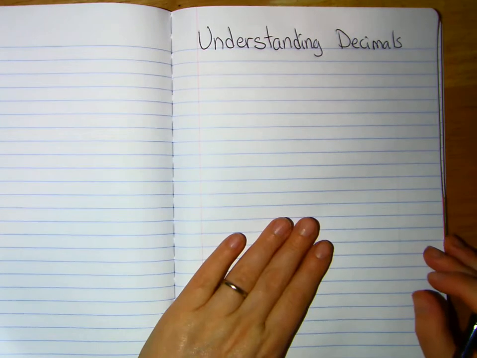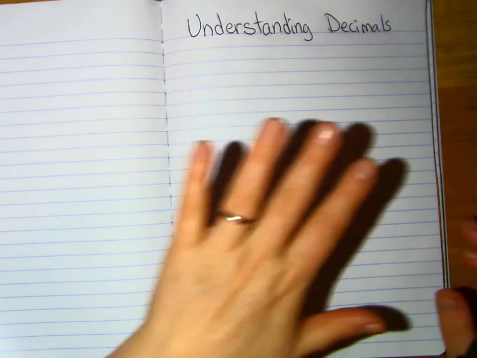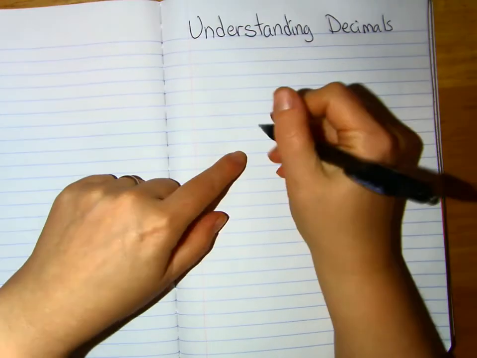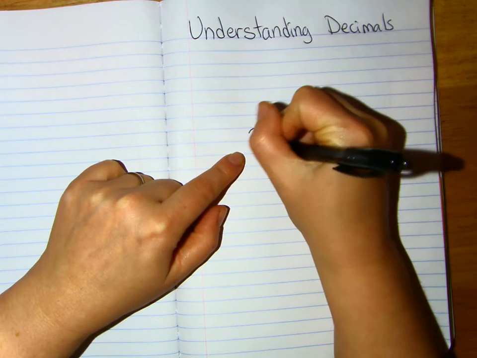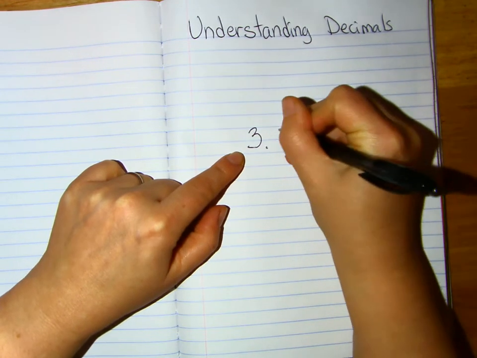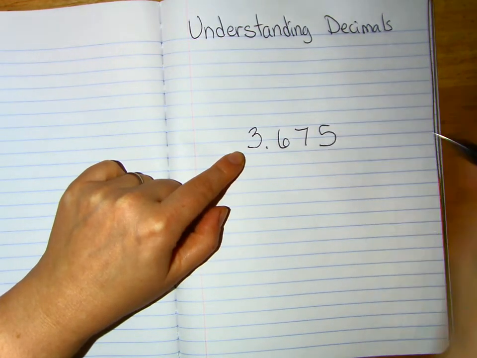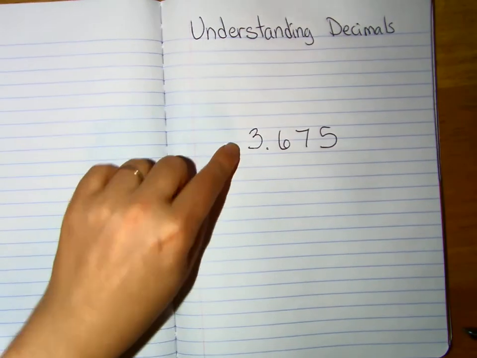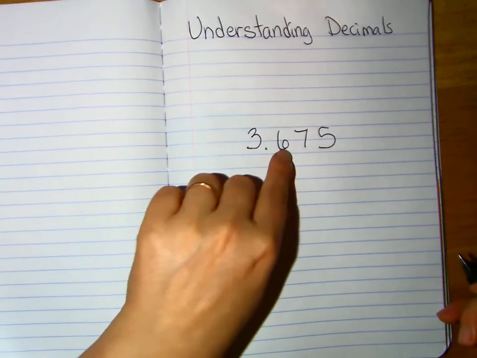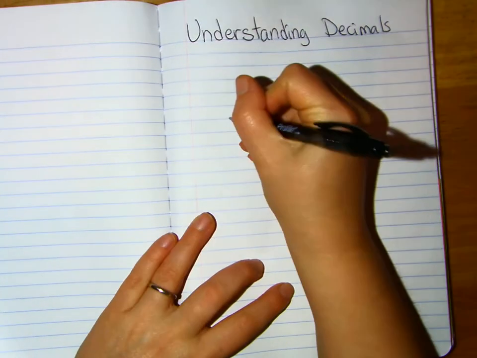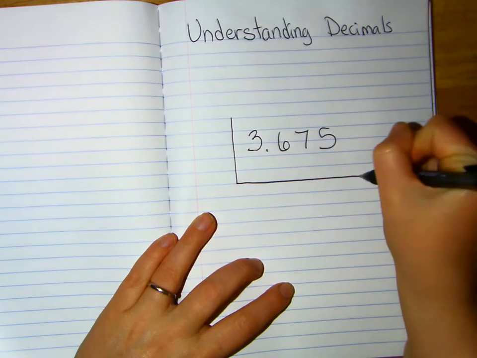So I'm going to start by putting my decimal that I'm going to explore right in the middle. And I am going to talk about the number 3.675. So this is the number that I am working with, 3.675. Draw a box around it so I've got room to think.